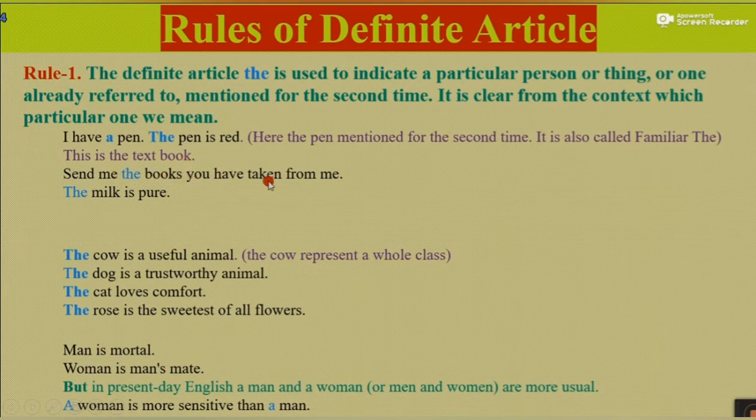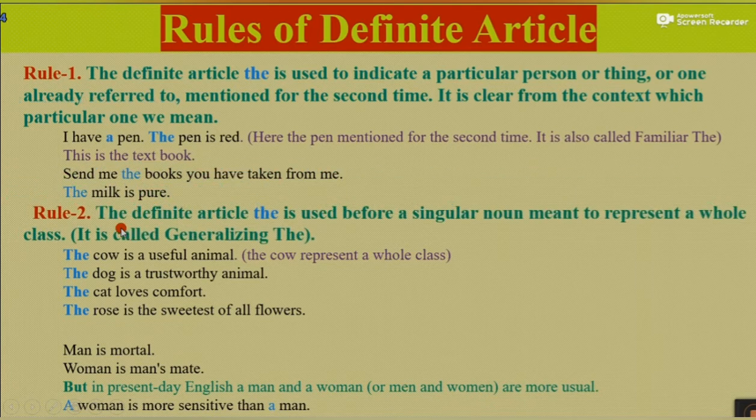Send me the books you have taken from me. Here, the books are particular books. So, the is used before books. The milk is pure. Here, milk is particular milk. So, the is used.